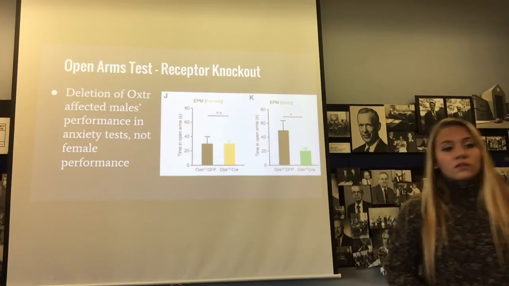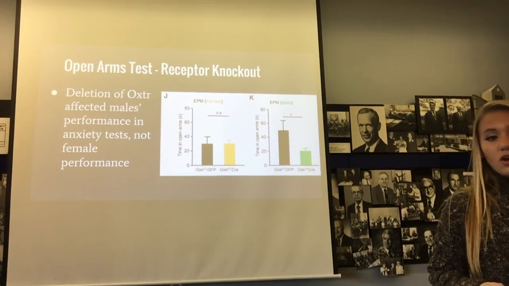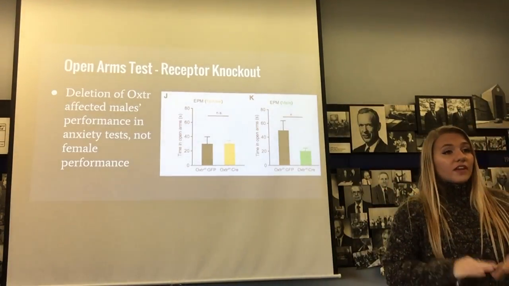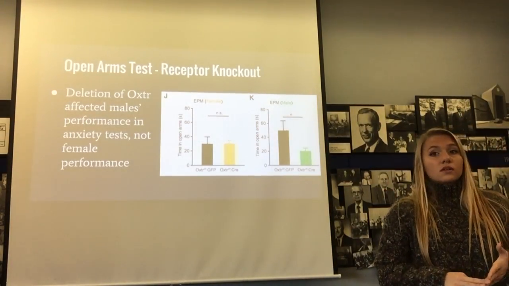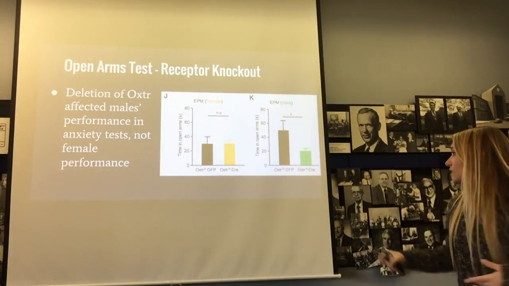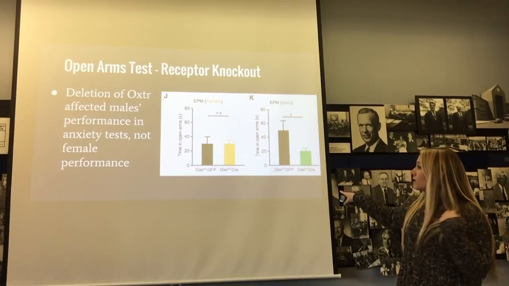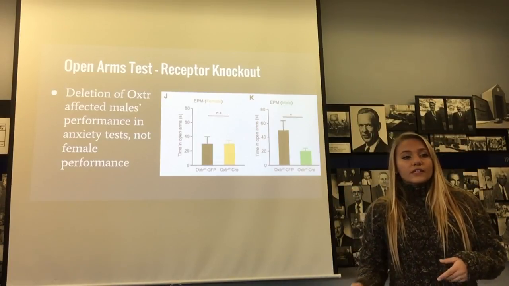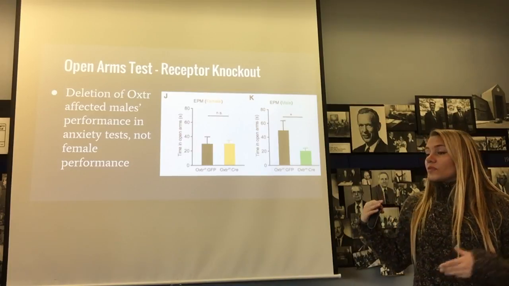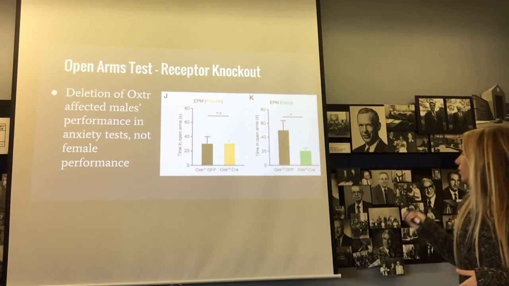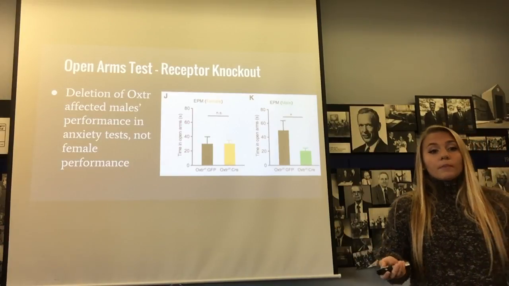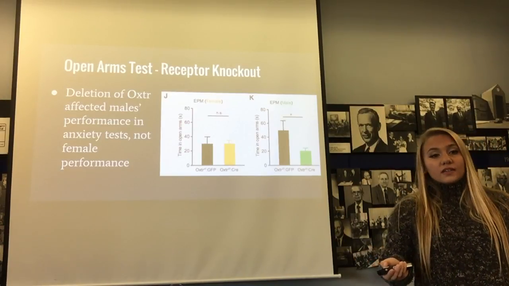So what we found out also is that when oxytocin receptors on the oxytocin receptor interneurons are not present, so that's what the right-hand side means, it's almost as if the light is off again, and they are more anxious, and they didn't spend as much time in the open arms. But females were not affected.